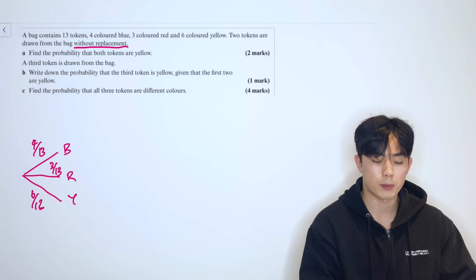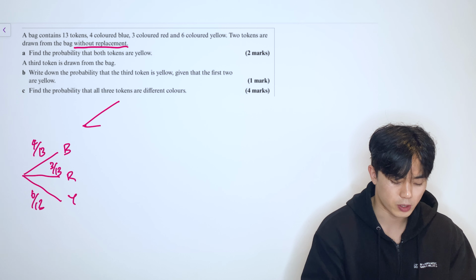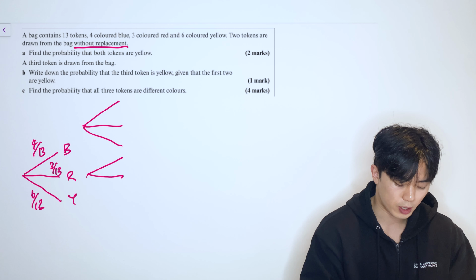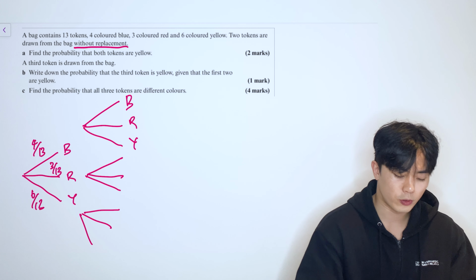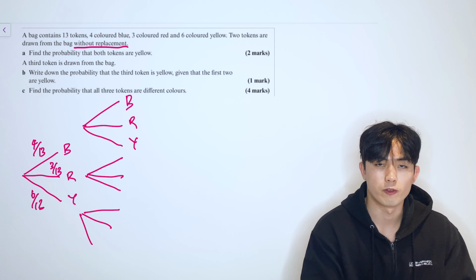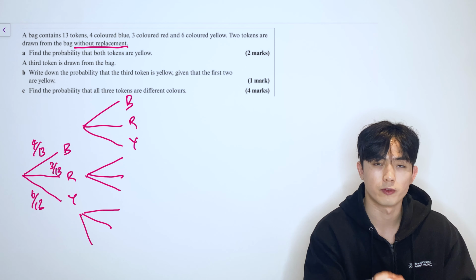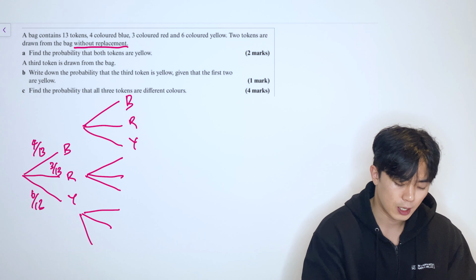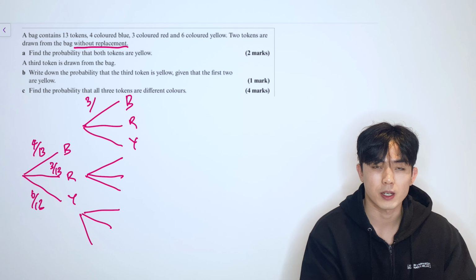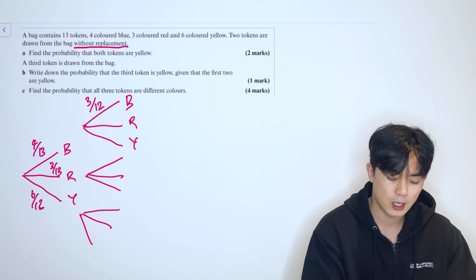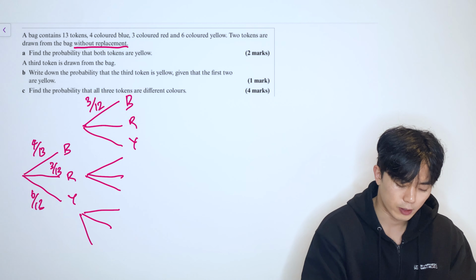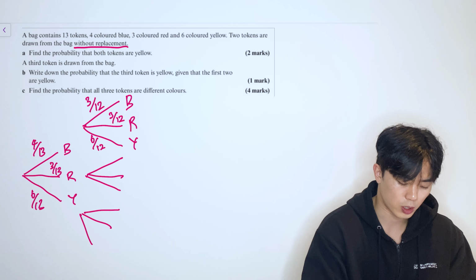Now that's token number 1. Now token number 2, once again, there's 3 options for each one. 1, 2, 3, and 1, 2, 3. Blue, red, yellow. Now for the first one, if a blue was taken, remember it's without replacement, right? So we've taken 1 out of the 4, meaning there's only 3 left. So there's going to be 3 over, and because we've already taken 1 out, rather than 13, the total number is actually going to be 12. So 3 over 12. Right. For red, no reds have been taken, so there's still 3 reds in total, and it's out of 12. And yellow as well, there's still 6 remaining out of 12.